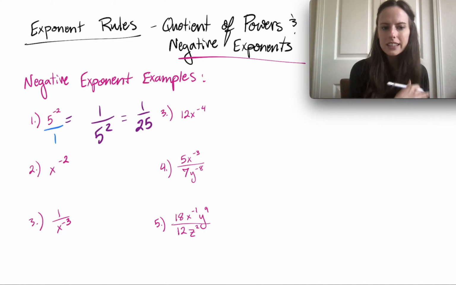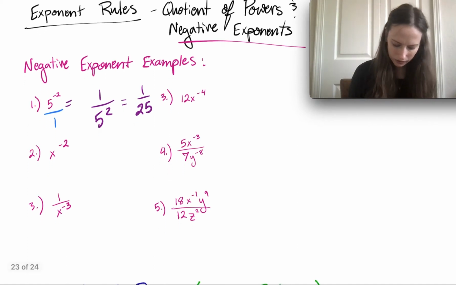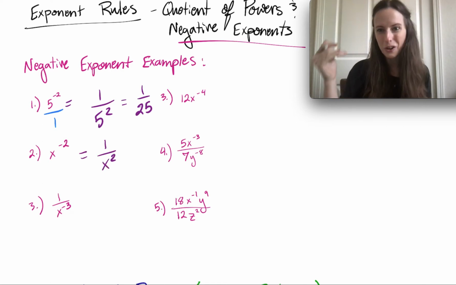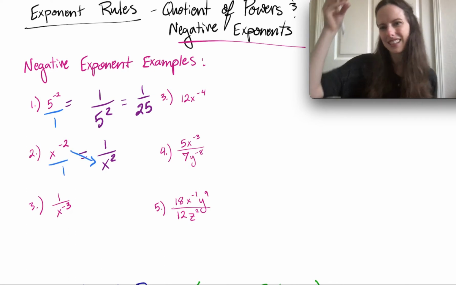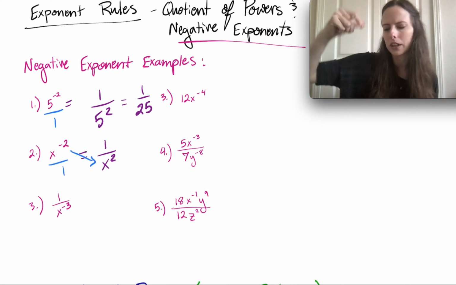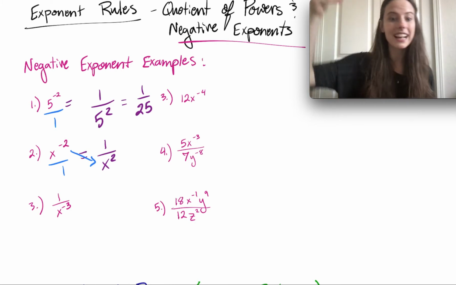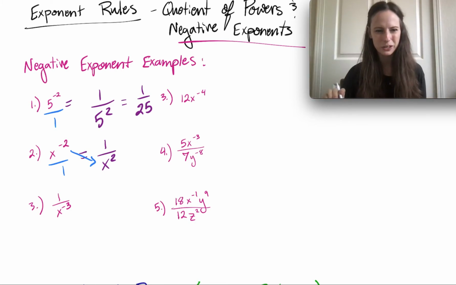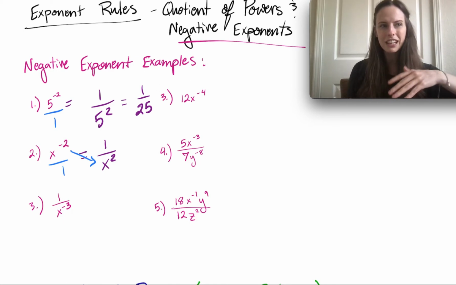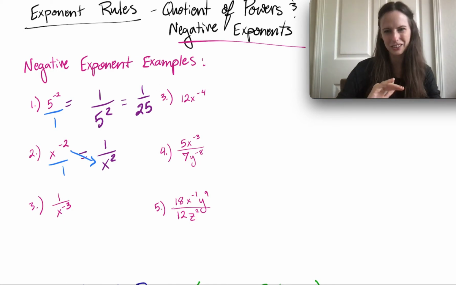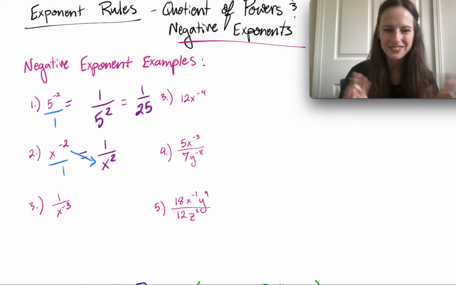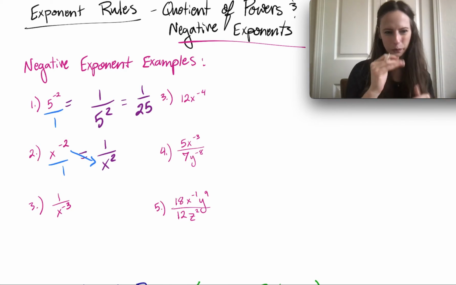Okay, so let's look at this again. Same idea, but with an x that's going to cross over the border and become 1 over x squared. So when it crosses from numerator to the denominator like that, the sign of the exponent changes. So the negative 2 becomes a positive 2. And that's true even if you start positive and you cross over, then it'll become a negative. So the same rule applies either way.